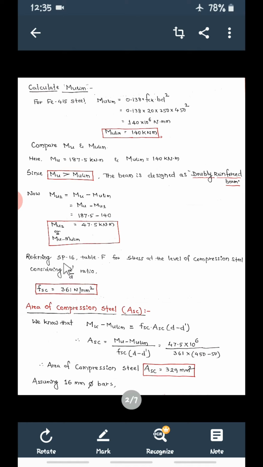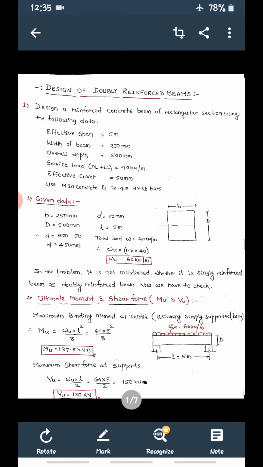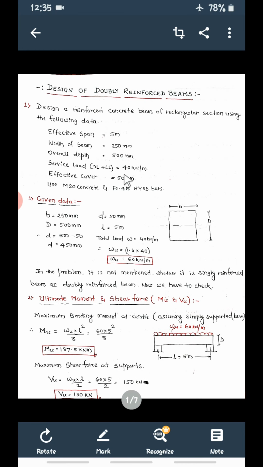Hope you have already known this. So referring SP16, table F, table number F. There first you can calculate D dash by D ratio. D dash is given 50 mm effective cover. D dash is 50 mm. D is effective depth, that is 450.